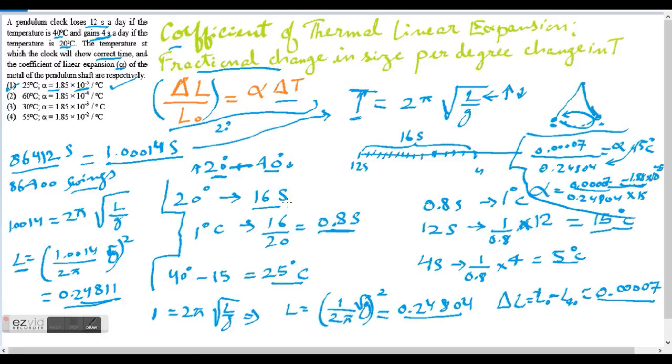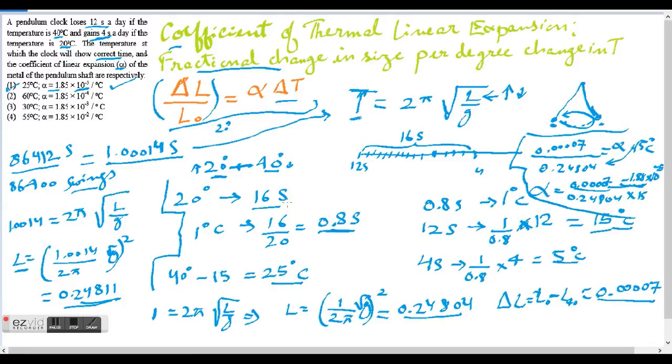Question number 7 of JEE Main 2016. A pendulum clock loses 12 seconds a day if the temperature is 40 degrees Celsius and gains 4 seconds a day if the temperature is 20 degrees Celsius. The temperature at which the clock will show correct time and the coefficient of linear expansion alpha of the metal of the pendulum shaft are respectively, and then the options.